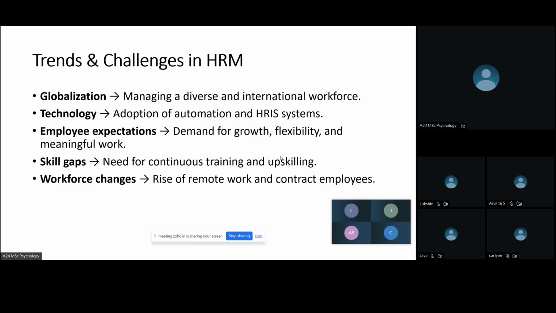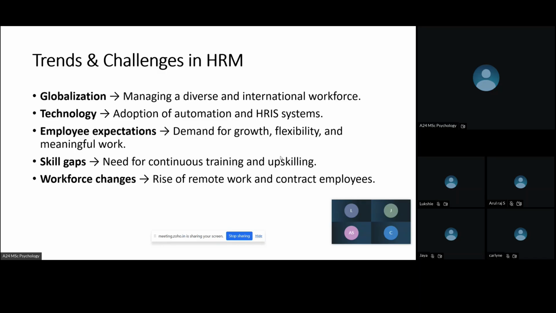We know that TCS is a multinational company which operates in many different countries. Like we have in US, we have in Asia Pacific, we have in EMEA region, which is Middle East. So they need to make sure that the policies are aligned with statutory requirements, and the employees are being managed effectively across the globe. And then technology, again, adoption of automation and HRIS systems. As we were seeing, HRIS system is a fully computerized, digitized platform. So we need to adopt that technology.